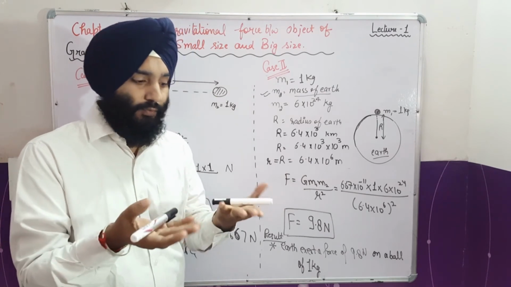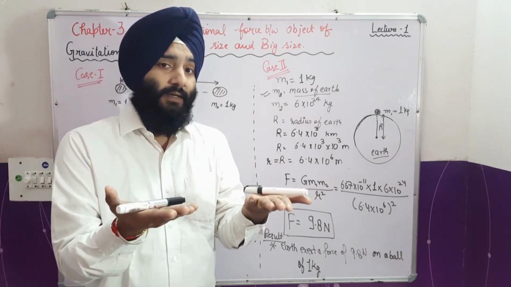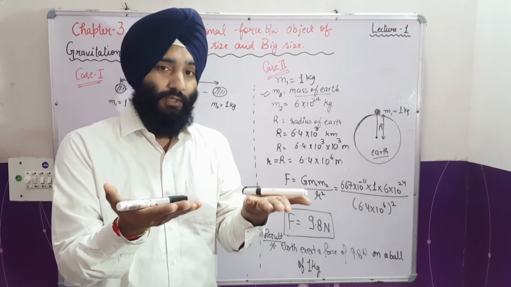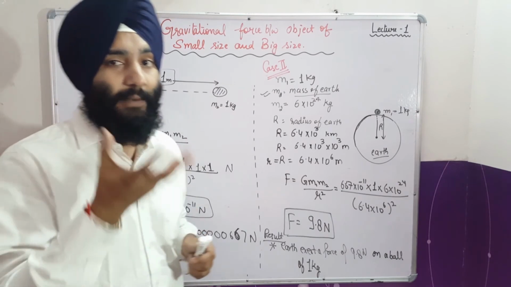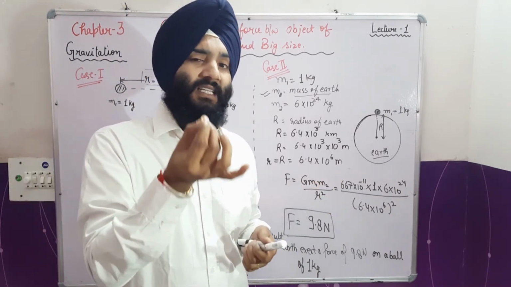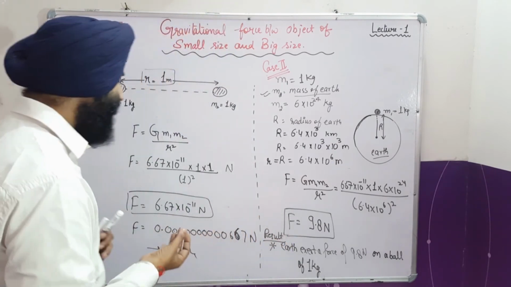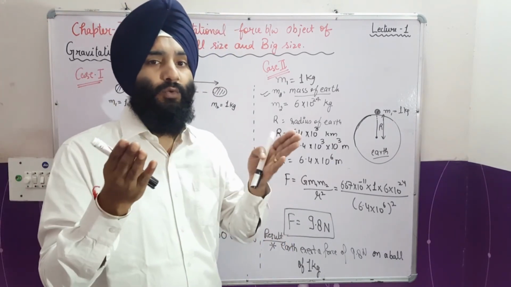Suppose we have two masses. Suppose here we have two pens. So between them also gravitational force must be acting. But the amount of gravitational force, the attraction, is very weak. So that's why we do not observe gravitational force between two small objects.